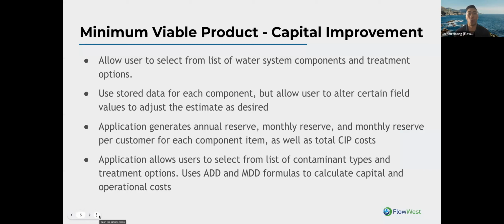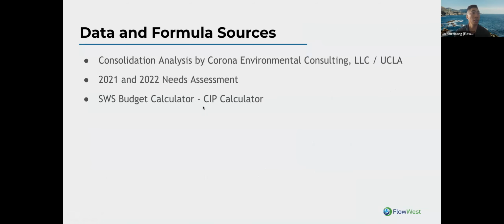Yeah, so you would pick water system components that accurately represent your water system, and then the application is going to use stored data and formulas to make those cost calculations for the components, and then display that cost and summary breakdown. And then one of the prominent pieces of feedback we got early on was that treatment costs were a huge factor in the overall capital improvement side of the cost breakdown. So we worked on building that feature into the application as well. And then, yes, Joe, I see your question.